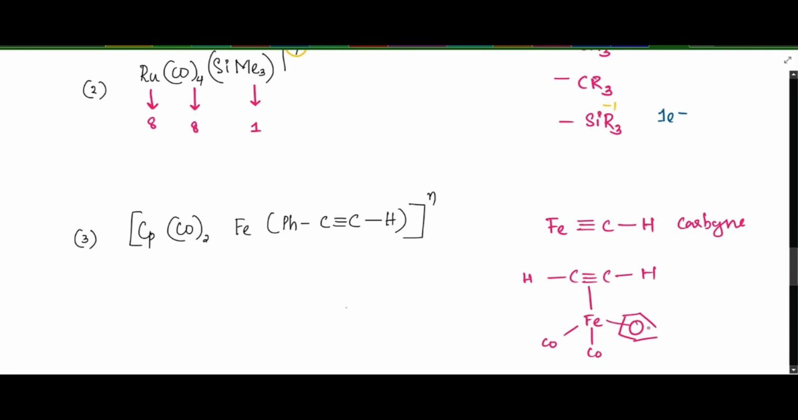So whenever you see a question with a triple bond system that is not a carbyne, it is an alkyne, which contributes pi electrons. So the alkyne system contributes 2 electrons.